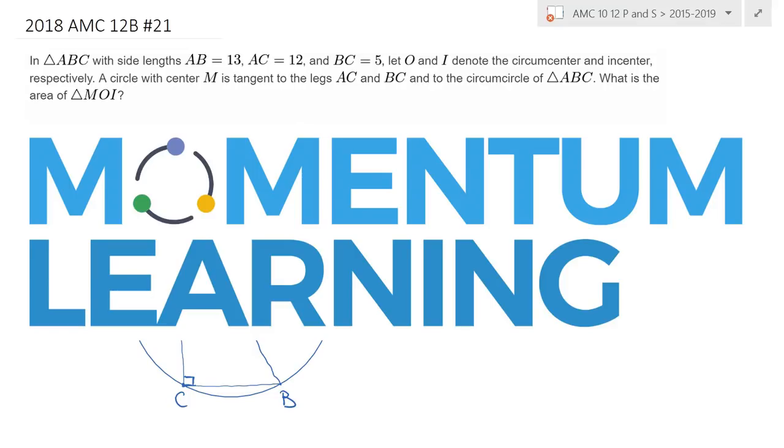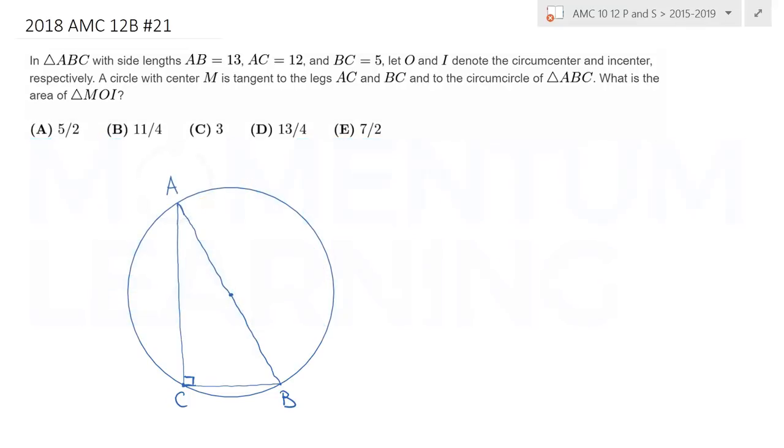This is 2018 AMC 12B, problem number 21, and here is a view of this problem. We're given actually a right triangle. How do I know it's a right triangle? From the side lengths, which is a typical right triangle, where AB is 13, that would be the hypotenuse, right? So 13 for the hypotenuse, AC is 12, BC is 5.